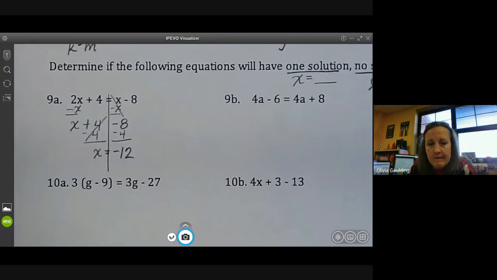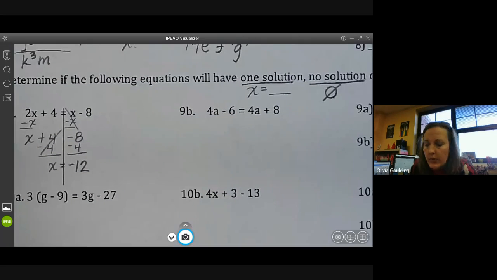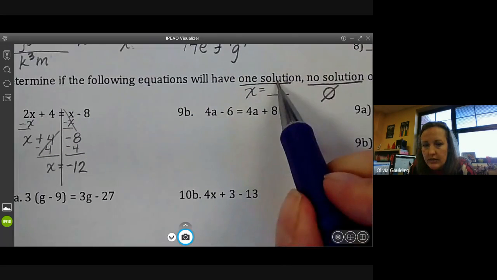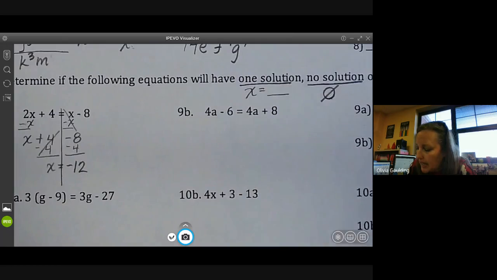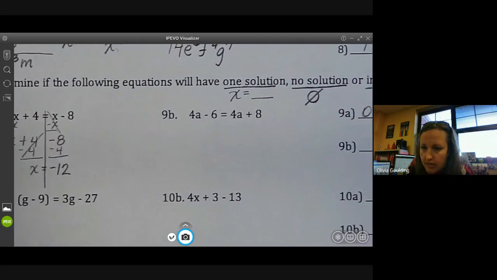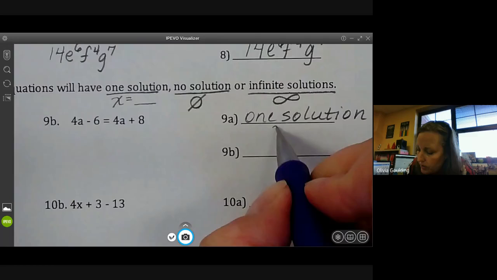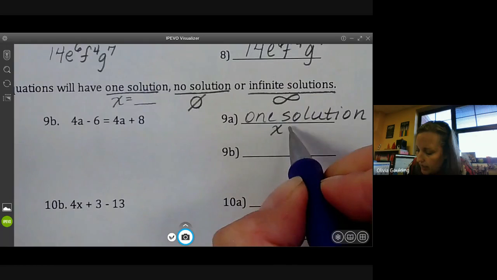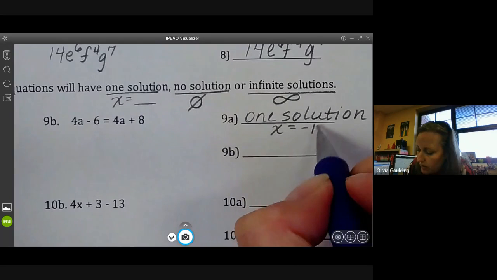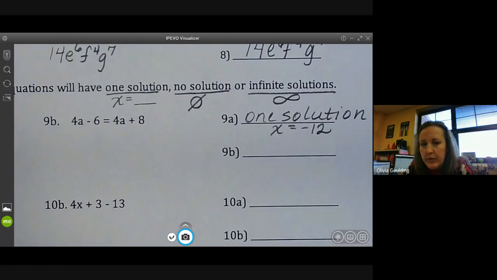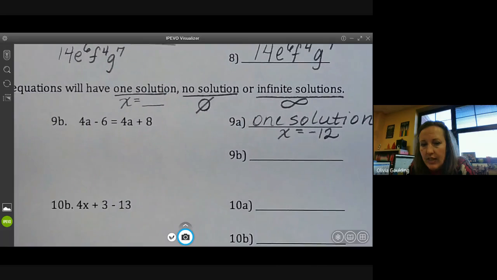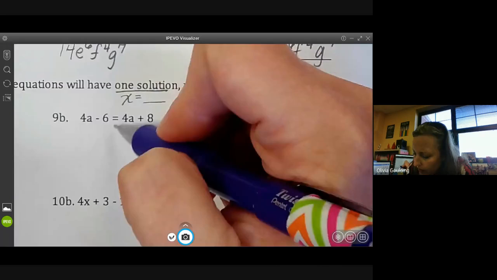So I ended up with one solution here for number 9a. I could either write one solution, or I could just go ahead and solve it, which is probably the best thing to do. So x equals negative 12. That's what we're going to put for 9a. So let's look at 9b.